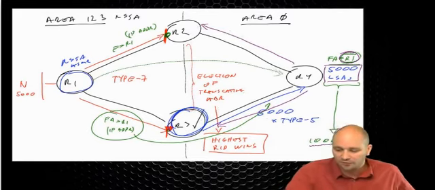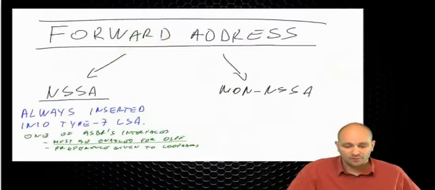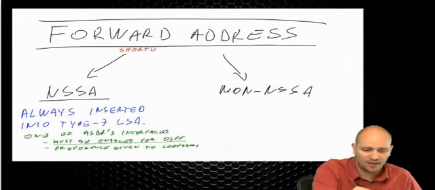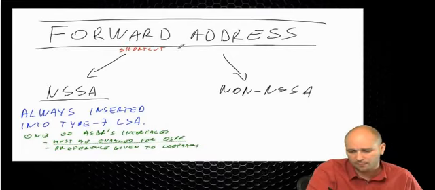So this is what the forward address does. It allows for a certain shortcut in routing. So I'm just going to put this in here. It allows us to have a shortcut path calculation, let's call it that way.